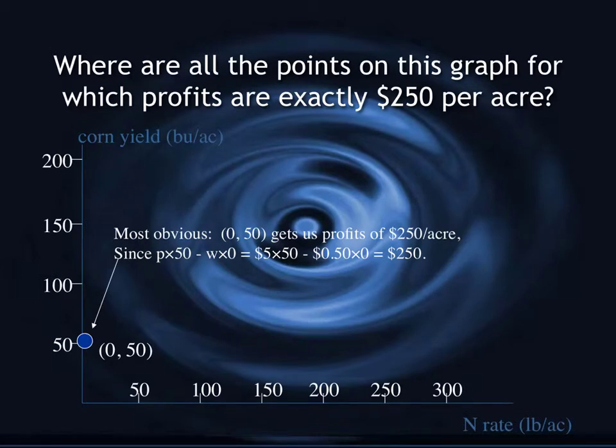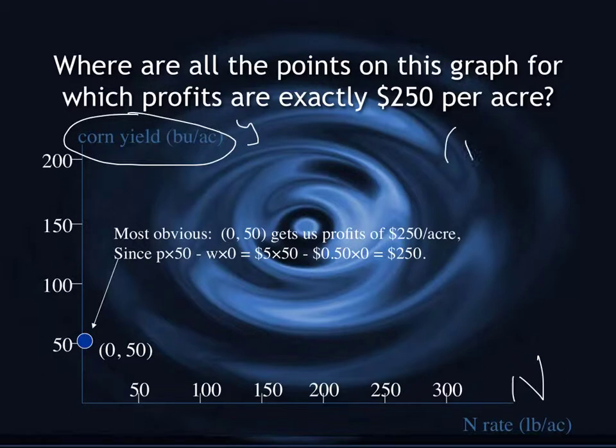Here's what an isoprofit line is. An isoprofit line is a line at which the profits are equal at every point. So, if here we have a graph with corn yield, Y, on the vertical axis, and nitrogen fertilizer, N, on the horizontal axis, then I want to think about the points, the N-Y points in this diagram that give us exactly $250 per acre in profits.